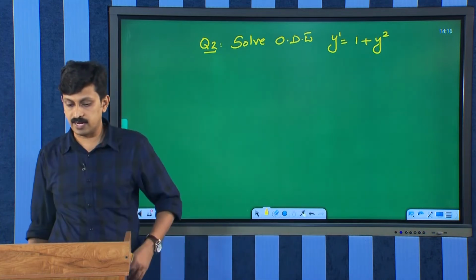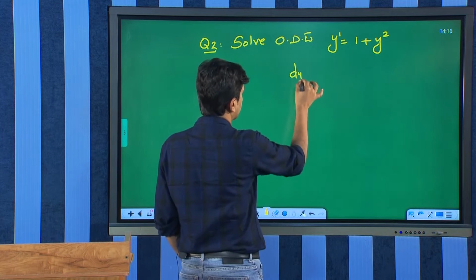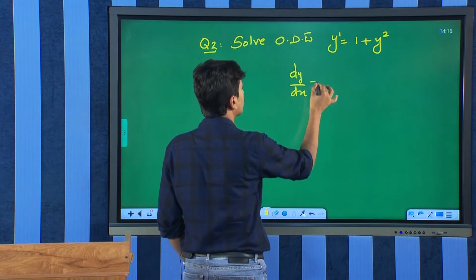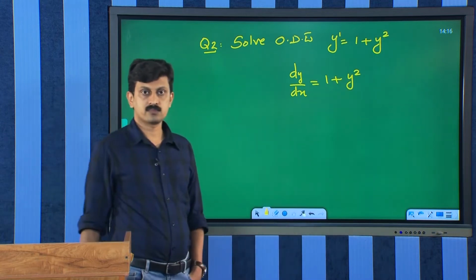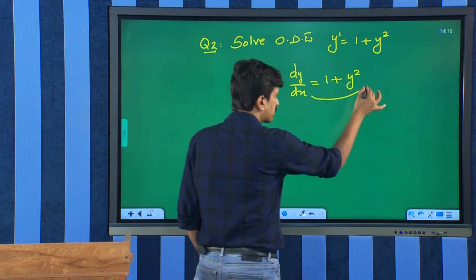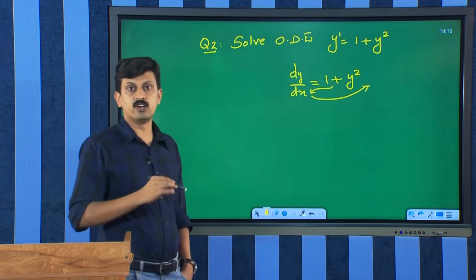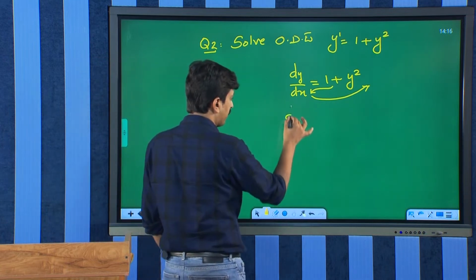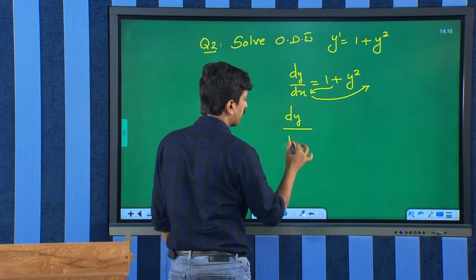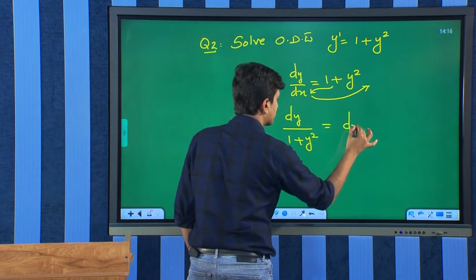That is, dy by dx is equal to 1 plus y square. So, we move dx to the right side and 1 plus y square into the denominator of the LHS. So, we will have dy divided by 1 plus y square is equal to dx.